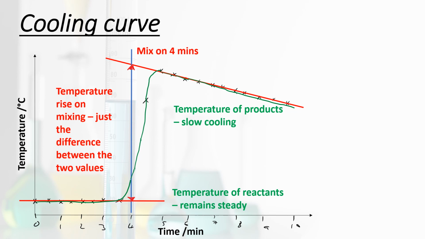The bottom red line is the temperature we started at. The top red line is telling us what the temperature of the product would have been at exactly 4 minutes, before we've lost any heat to the surroundings, for example to the polystyrene cup or at the top of it. So the key thing is to plot all these temperature points and then extrapolate backwards and forwards on the various lines that we draw, so that we can find the temperature rise on mixing, what that actual temperature change was the instant we mix those two reactants. It's just the difference between the two temperature values from those extrapolated lines.